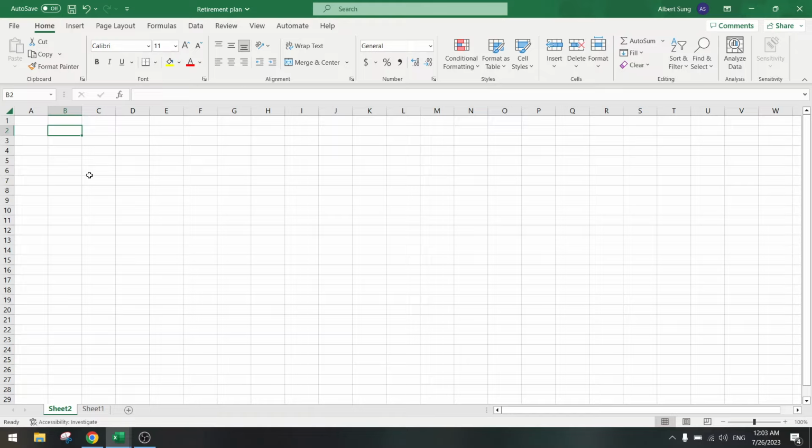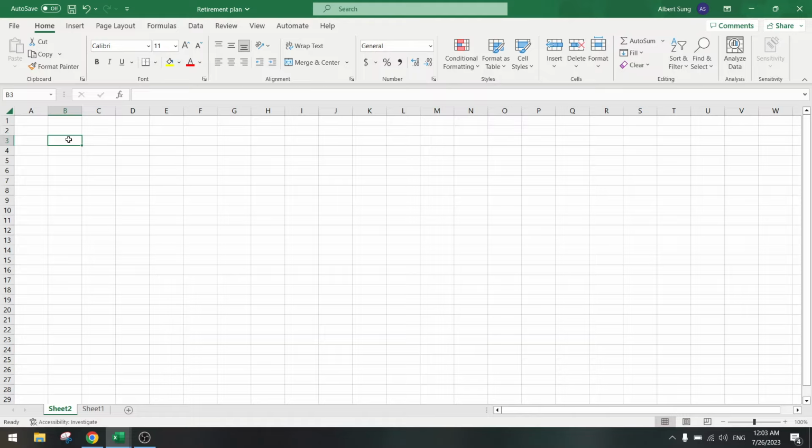Let me tell you about my retirement plan. Everyone needs to have a retirement plan. But before I talk about that, let's talk about compounding first. There's a compounding effect and there is a certain formula for that.